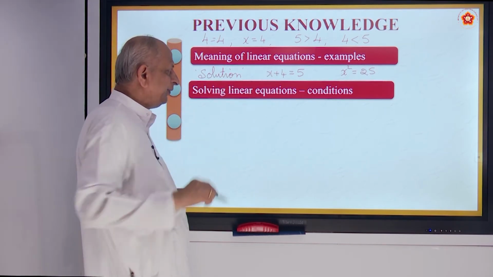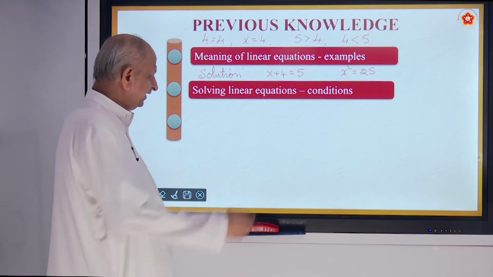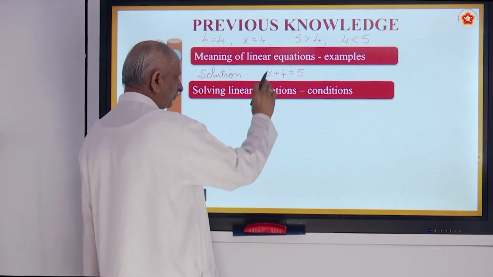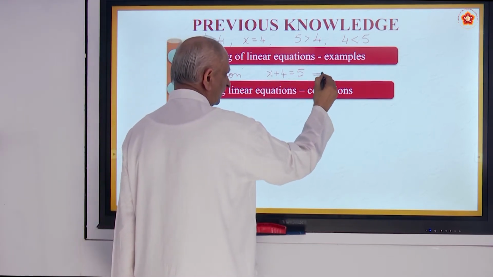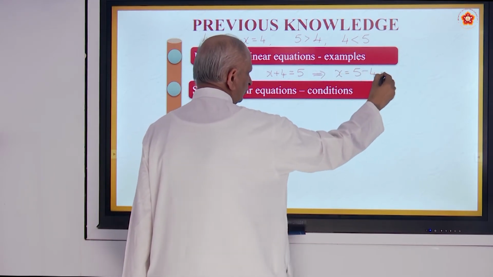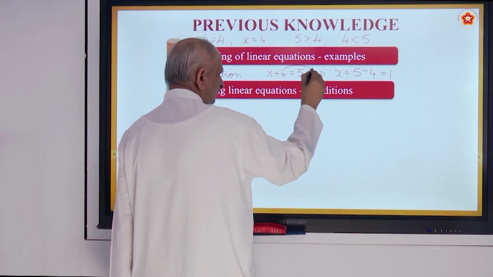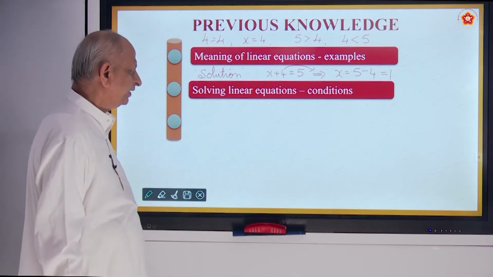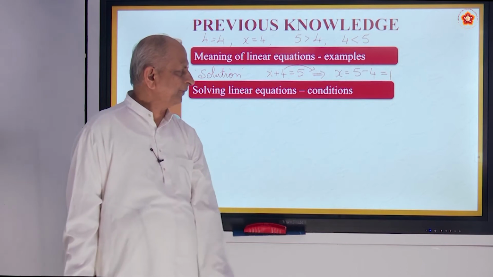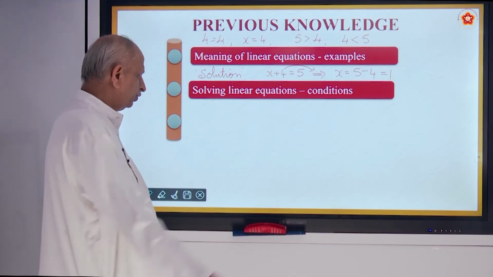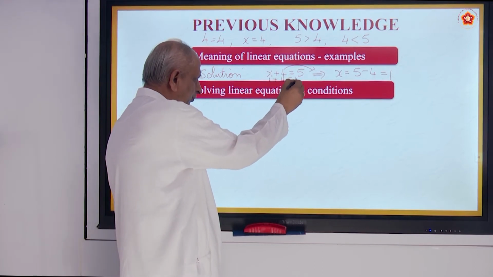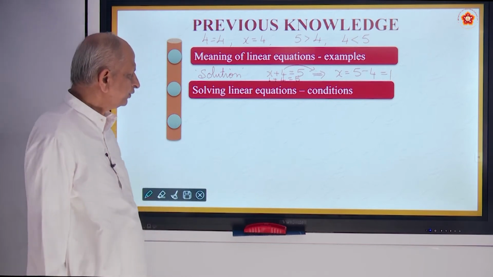Now, coming to solving an equation means getting the value of the unknown. For example, here if you take the equation x plus 4 is equal to 5, what is the value of x? X is equal to 5 minus 4, that is equal to 1. So, what have you done? That is called transposition. So, that plus 4 comes to the right side, it becomes minus 4. So, the value of x is equal to 1. So, here for the value of x equal to 1, the equation will be balanced, it holds good.